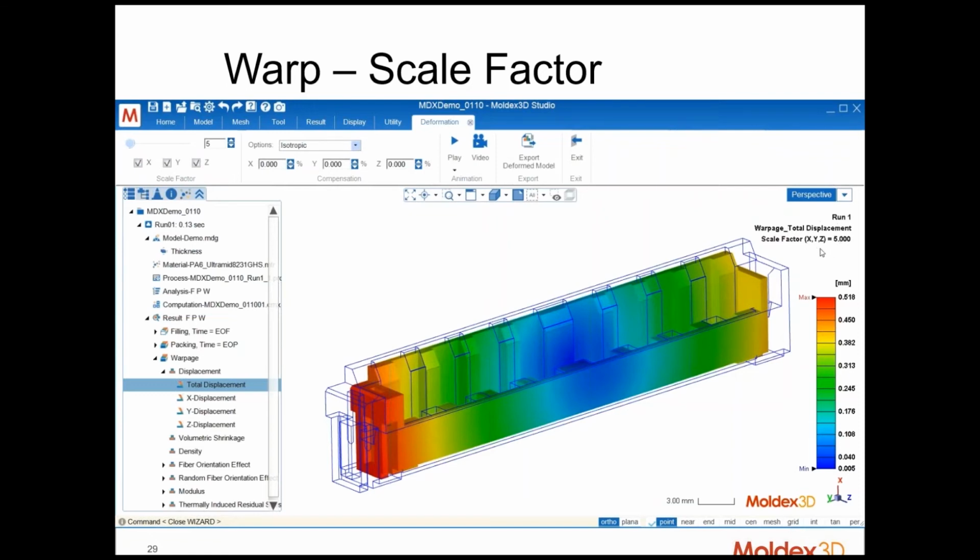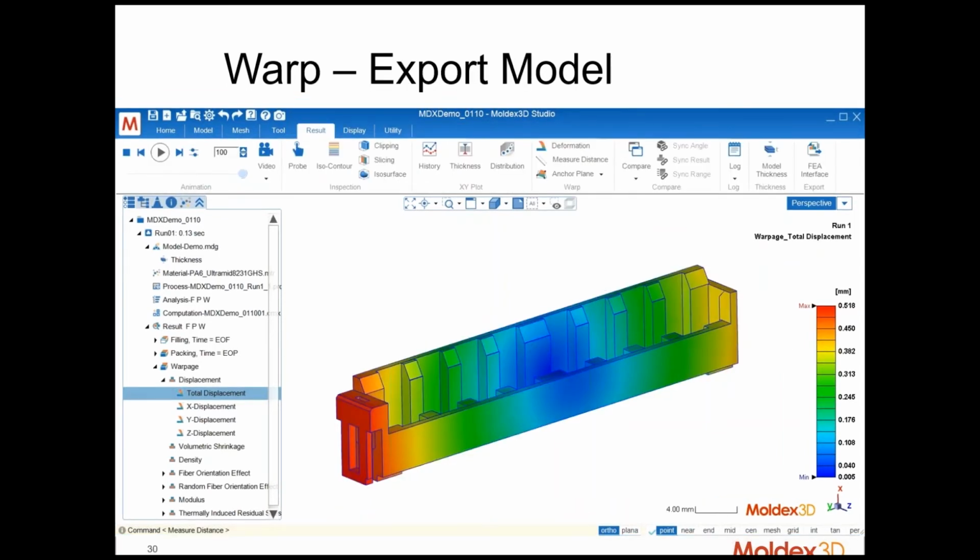This is set at a scale factor of 5. Not to say the part's going to warp that much, but again, just a visual. Sometimes it's hard to see on a 1-to-1 scale what the warpage is. So by being able to adjust the scale factor, you're able to get a better visualized image of it. And then be able to export out a warped model.